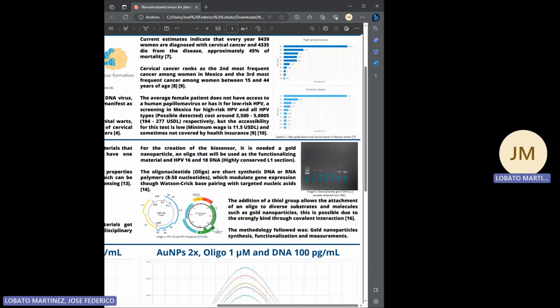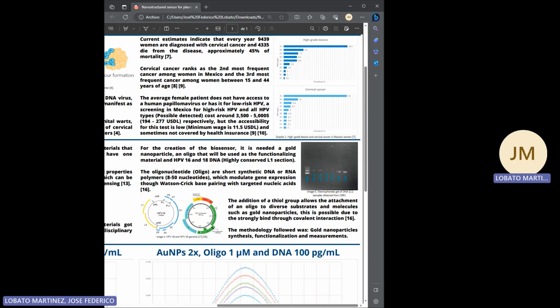Then we have the biological part of the biosensor. For the creation of the biosensor, we need a gold nanoparticle, which I already explained, an oligo that will be used as a functionalizing material, and HPV 16, 18 DNA, and also FCD9 DNA. The HPV 16 and 18 DNA is not the whole virus genome. It's only the highly conserved L1 section.